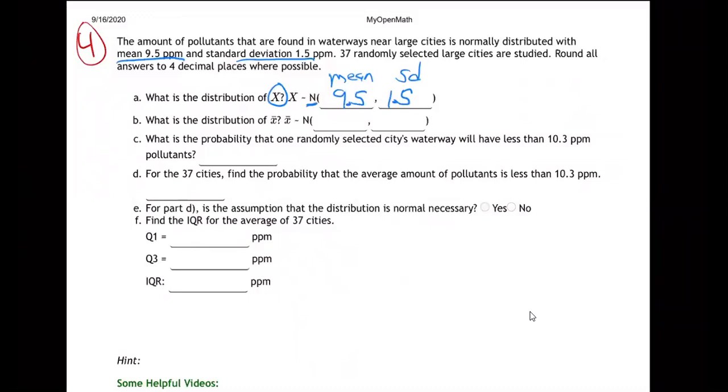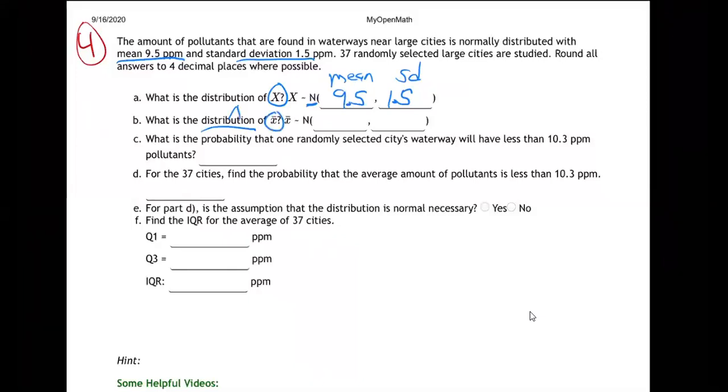The middle of the bell curve is 9.5, but not every city is completely average. Some are more or less polluted. The average distance from the middle is 1.5. Now, what's the distribution? What's the spread? What's the graph look like for X bar?